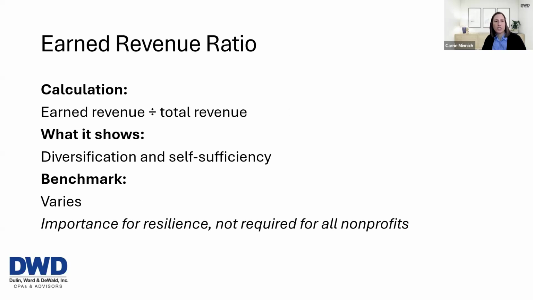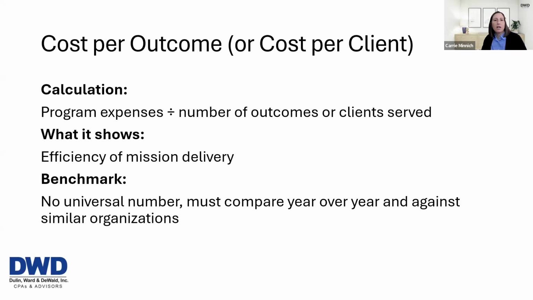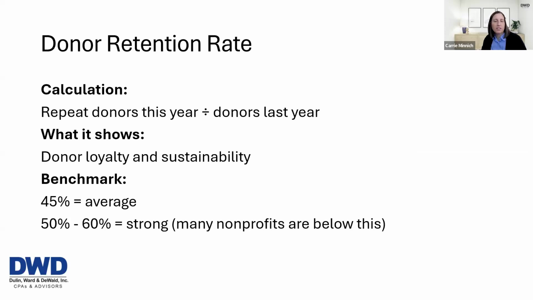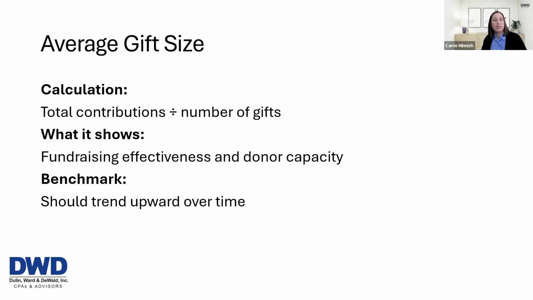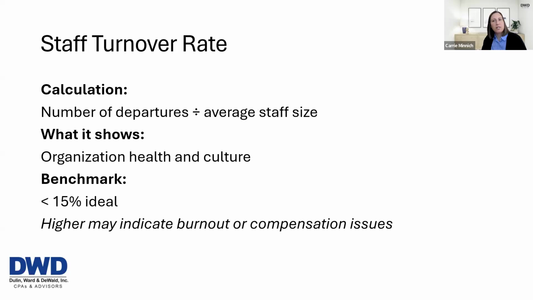Then we have earned revenue ratio, budget variances, cost per outcome or cost per client, donor retention rate, average gift size. So there are some in here that aren't directly related to your financial statements, but I think they do provide some additional support. Staff turnover rate. So again, those are not all the KPIs. I just think those are some really good ones that, if you want to start somewhere, that's a good place to start.